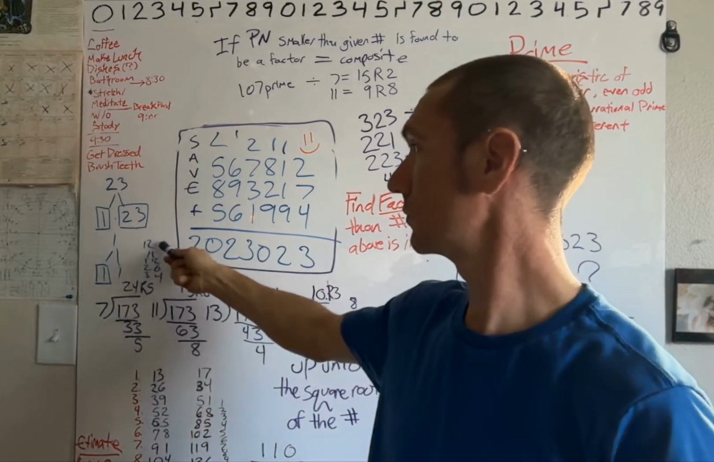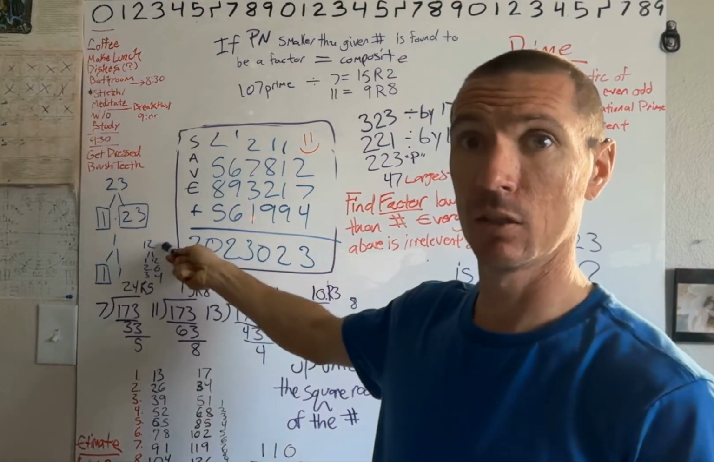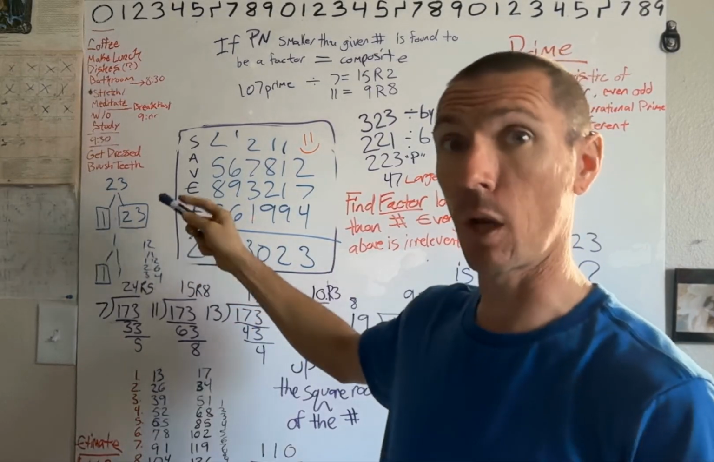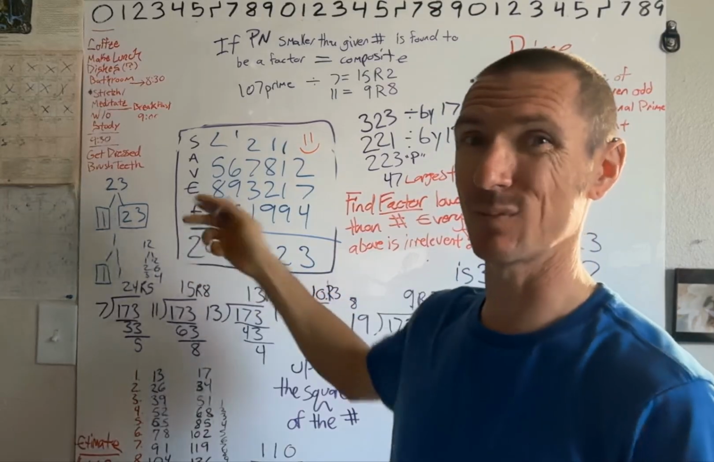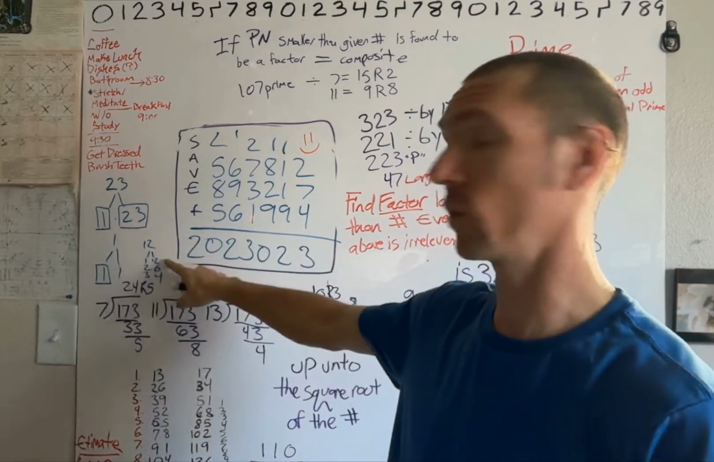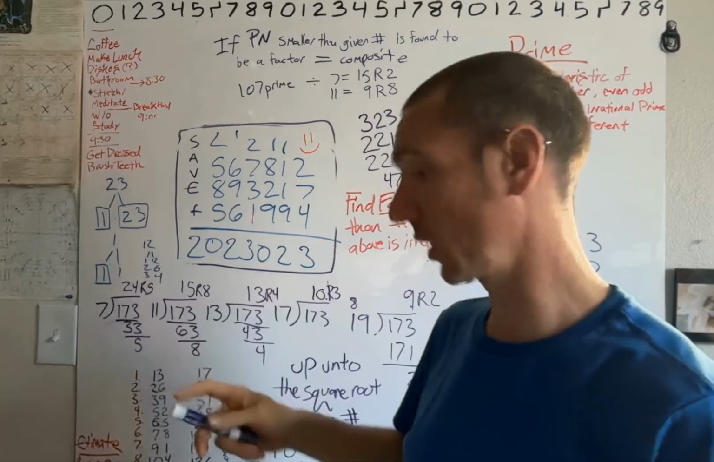12 is not prime, it's composite. Prime or composite. 12 is a composite number because it has more than 2 different factors. It's got 1 and 12, 2 and 6, and 3 and 4.